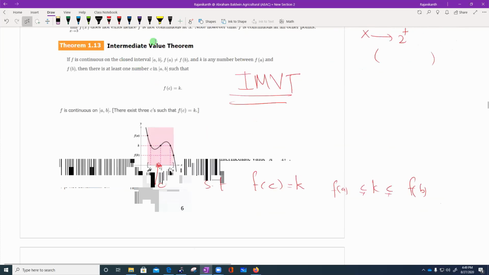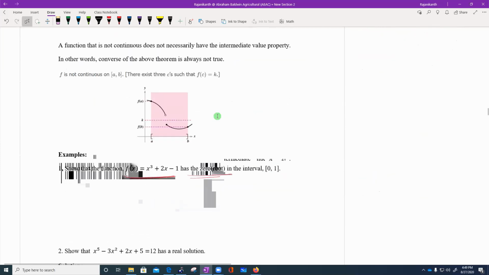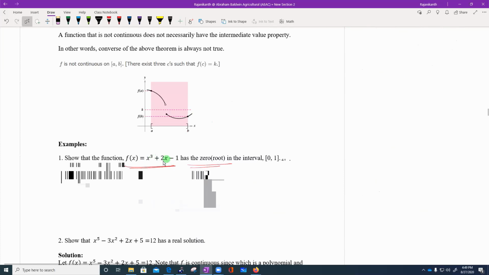If you want to use the intermediate value theorem, first of all, you need to check that the function is continuous on the given interval. Look at the problem. The function is this polynomial function. Just now I told you a polynomial function is continuous everywhere. Therefore, this function is continuous within this interval as well. So f is continuous on the closed interval 0 to 1.